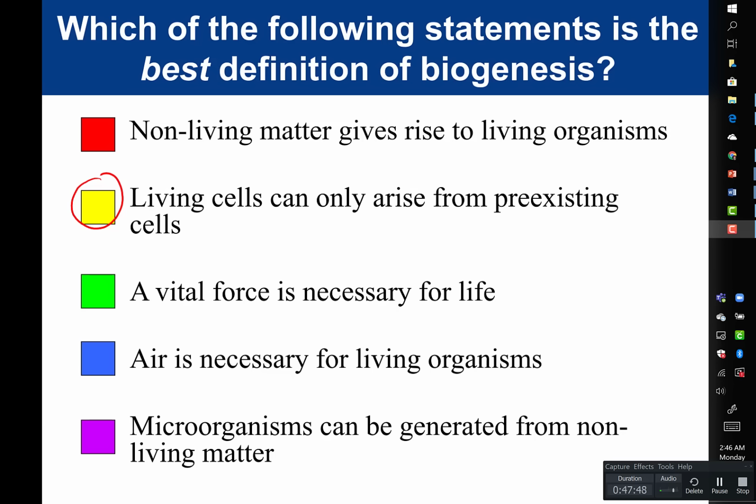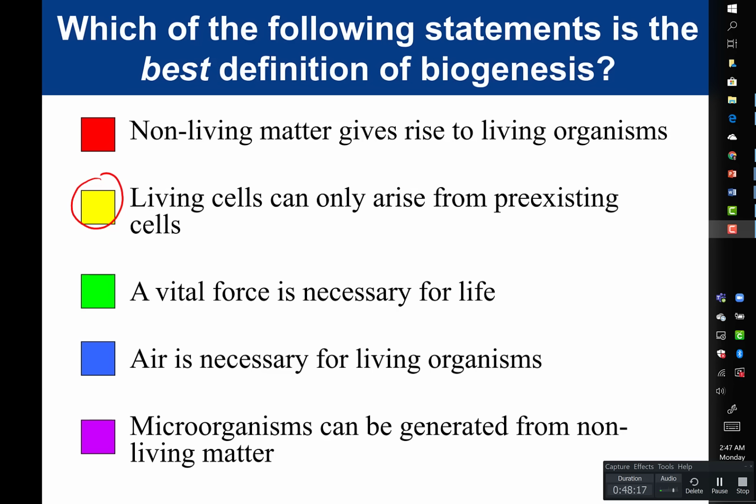And so the answer is going to be yellow. Best definition of biogenesis is that living cells can only arise from pre-existing cells. So life gives rise to life. It's not red. Non-living matter can give rise to living organisms. That would be our spontaneous generation. It's not green. A vital force is necessary for life. Again, that's associated with spontaneous generation.